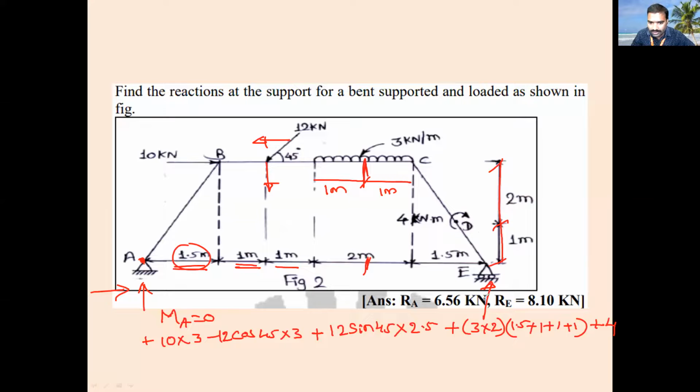Then there is a vertical reaction, RE. Is RE rotating clockwise or anti-clockwise? Anti-clockwise, so minus RE into the distance from A to E, which is 1.5 plus 2 plus 2 plus 1.5, that is 7 meter, correct? Total, the sum of moments about A is equal to 0. So calculate the value of RE.